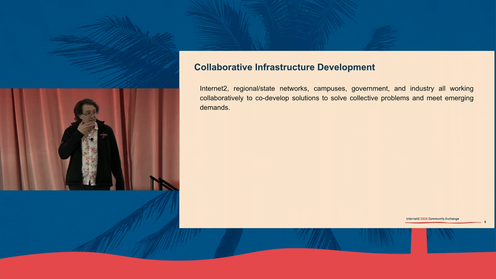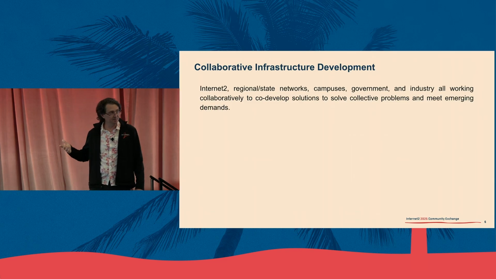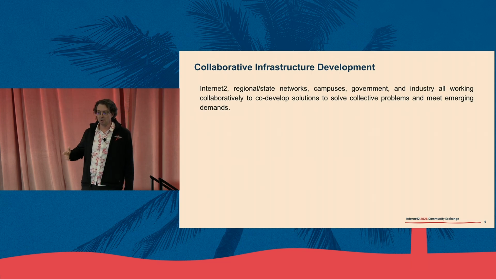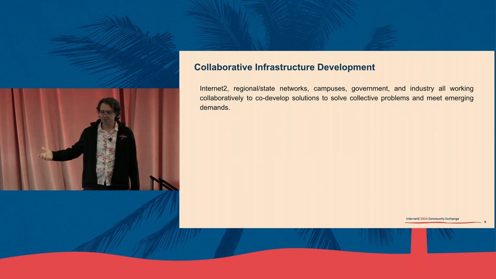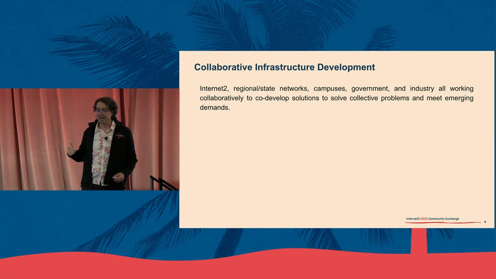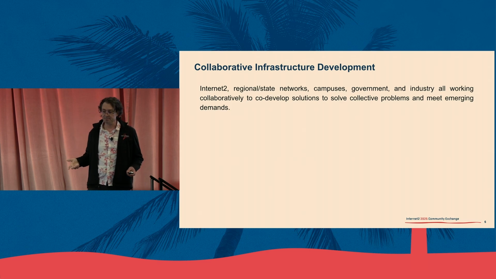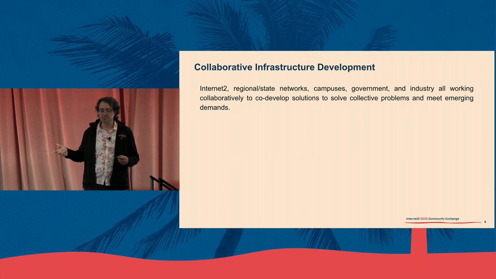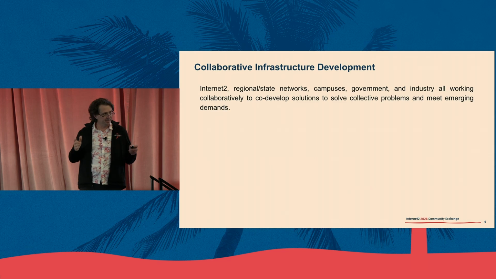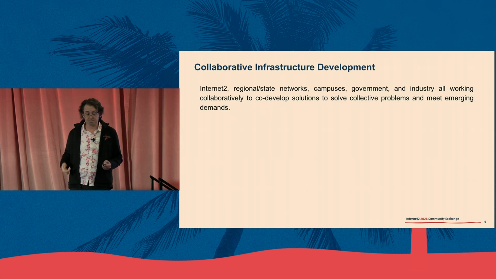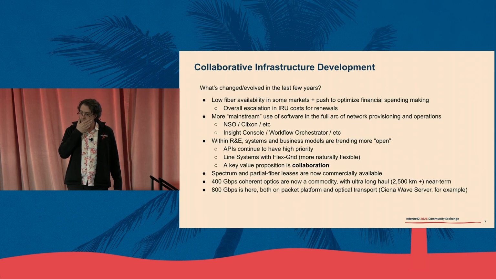So what's collaboration in general? Collaborative infrastructure development. It's all of these entities, Internet2, regional and state networks, campuses, government, and industry all working collaboratively to co-develop solutions and solve collective problems. And so today I'm going to go through some things that we've been doing, particularly with spectrum and optical systems and optics, to solve some collective problems or some challenges that we've been working on.